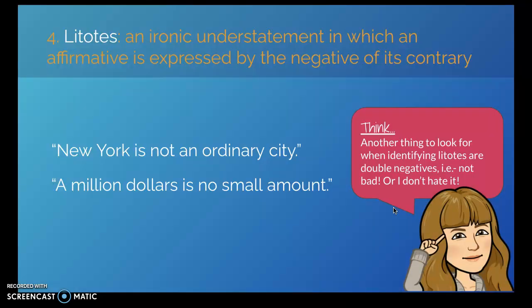All right, and our last piece of figurative language is called litotes, kind of a silly little name here. And this is essentially an ironic understatement in which an affirmative is expressed by the negative of its contrary. That kind of bends your brain a little bit, right? Here's an example to clarify.